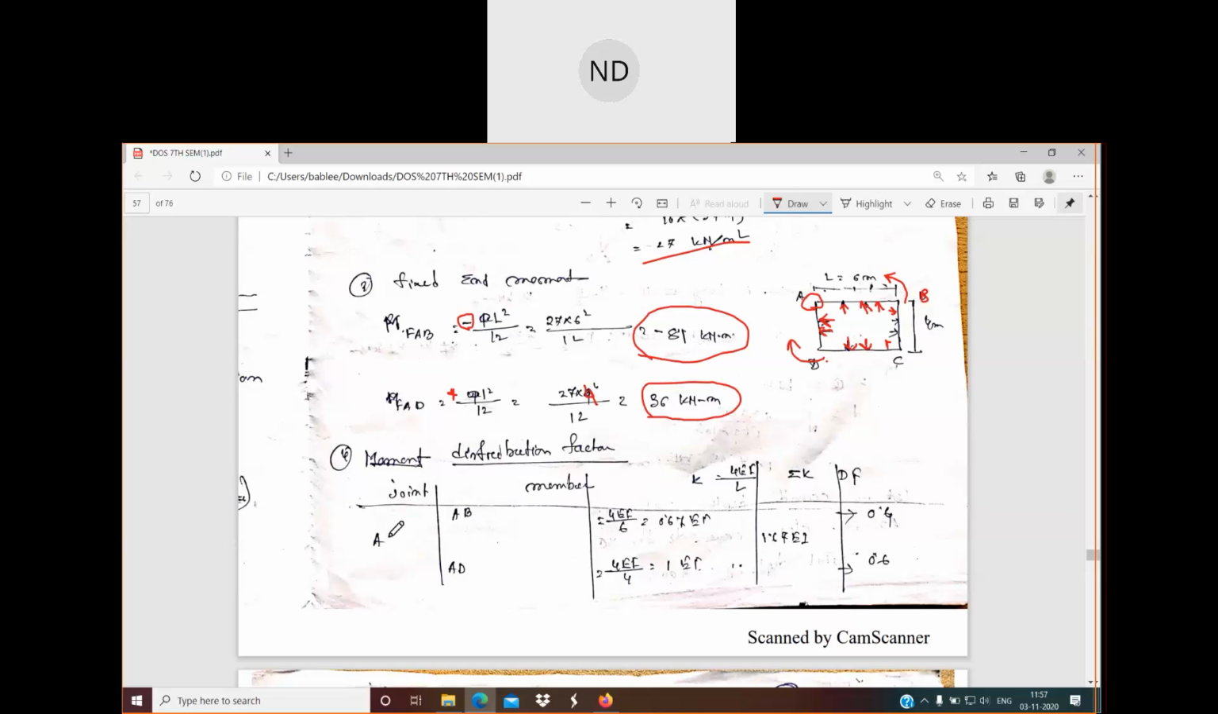Still, I'll show you. Since these are fixed end moments, we are keeping point A fixed and the others movable. Here we are taking the joint A. So what will the distribution factor at A be? There are two members, AB and AD. The stiffness is 4EI by 6.